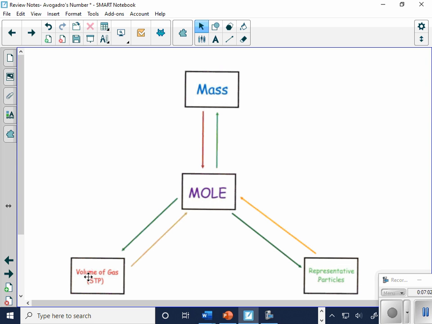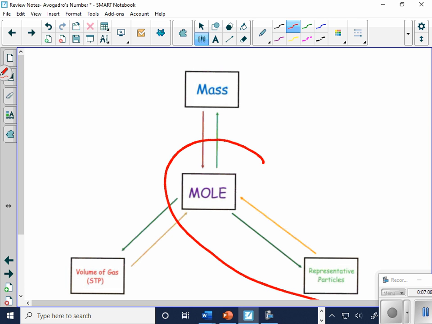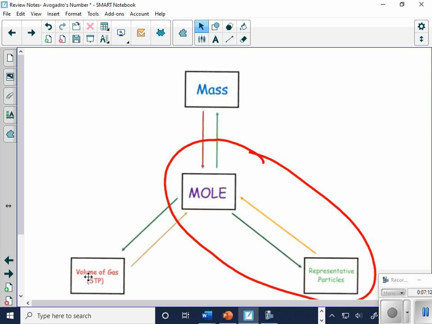We're only going to be dealing today with one part of the flux capacitor, and it's going to be that right there. We are going to be using Avogadro's number to convert back and forth from representative particles to moles and vice versa. So, how are we going to do that?